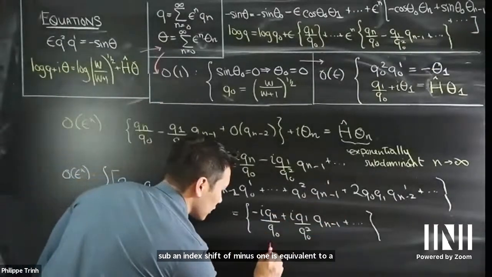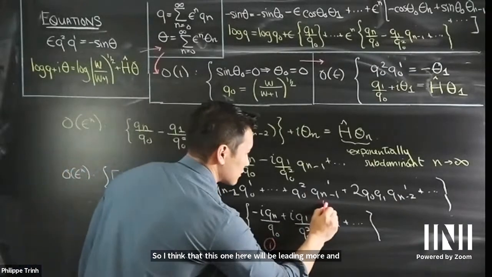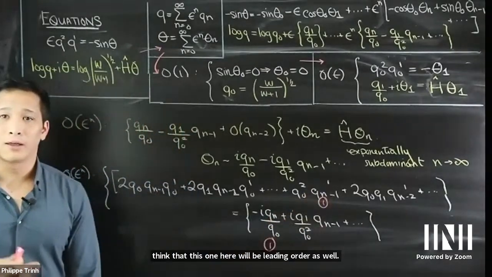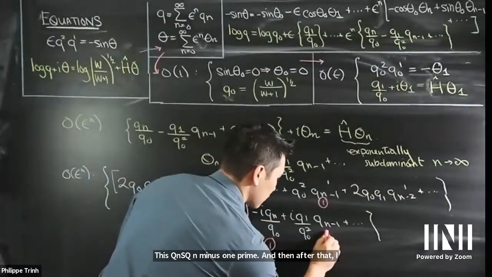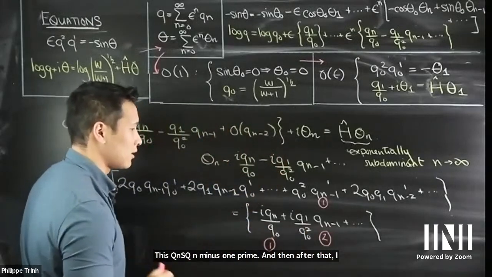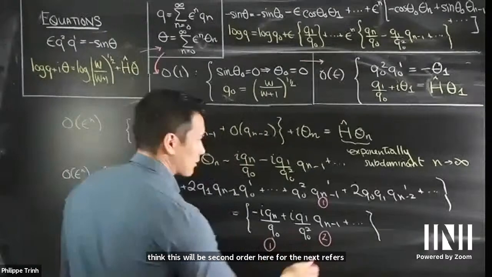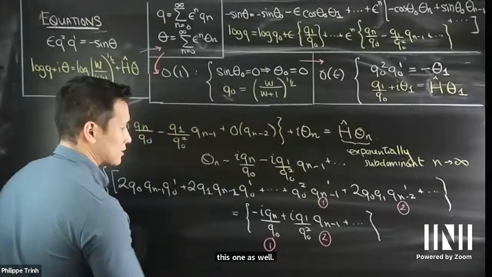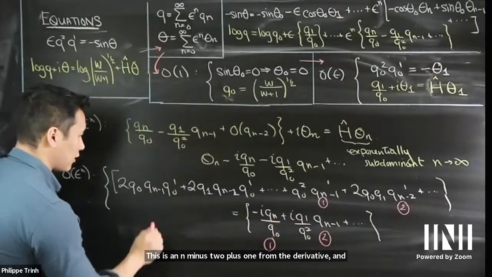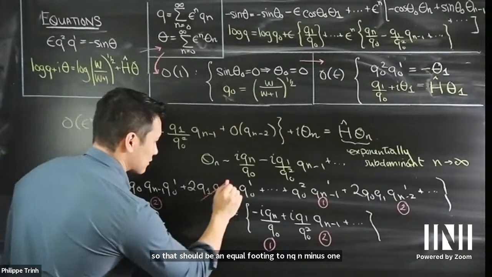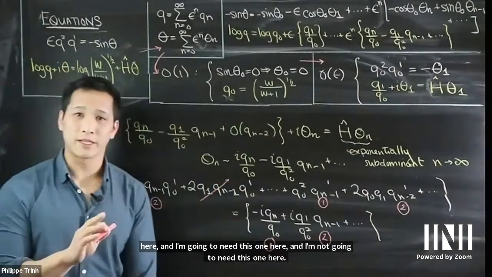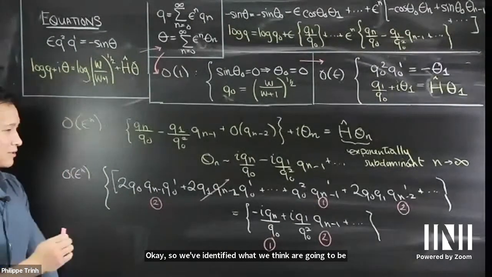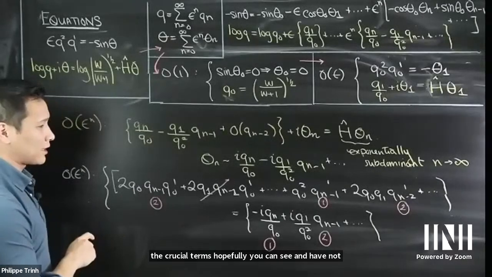So I think that this one here will be leading order, and this one here will be leading order as well, this qn minus 1 prime. And then after that, I think this will be second order, or the next or first order if you like, in the limit that n tends to infinity. I'm going to need this one as well. This is an n minus 2 plus 1 from the derivative, and so that should be of equal footing to qn minus 1 here, and I'm not going to need this one here. Okay, so we've identified what we think are going to be the crucial terms. Hopefully you can see, and I've not been standing in front of the screen all the time, which are the crucial terms.